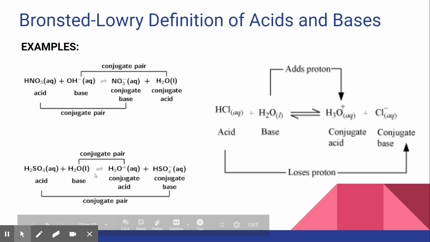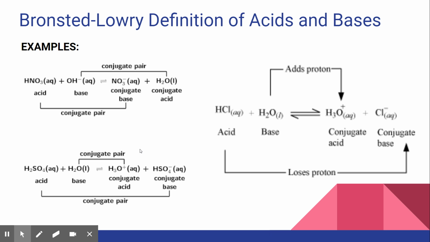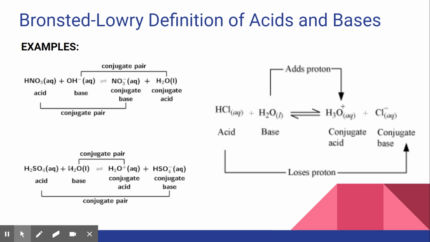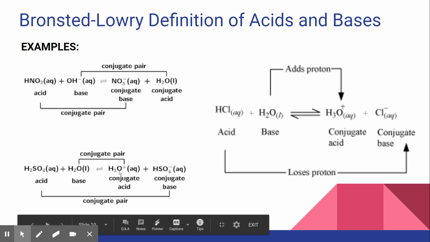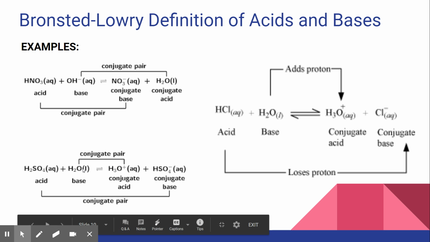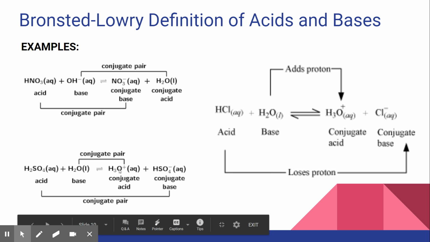The next part, another example here. We have H2SO4 and H2O. H2SO4 goes to HSO4 minus, giving up an H plus, therefore it's the acid. H2O takes on an H plus to become H3O plus, so therefore it's the base. If we look backwards, H3O plus goes to H2O, giving up an H plus, therefore it's the conjugate acid. You can also think of it as, the base takes on an H plus and that becomes the conjugate acid.